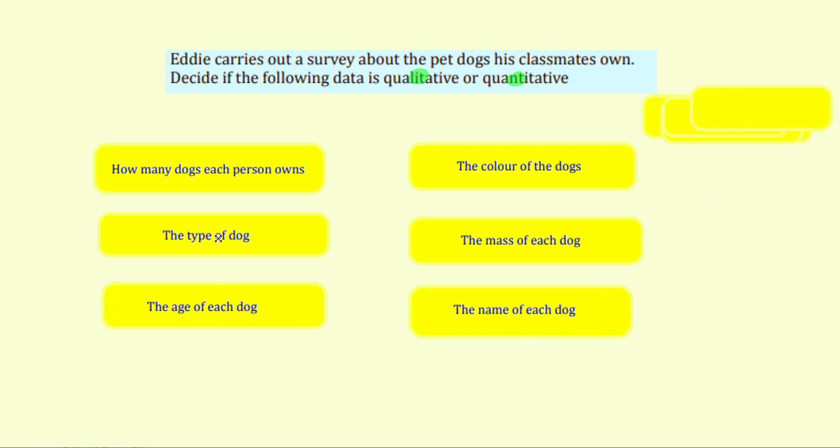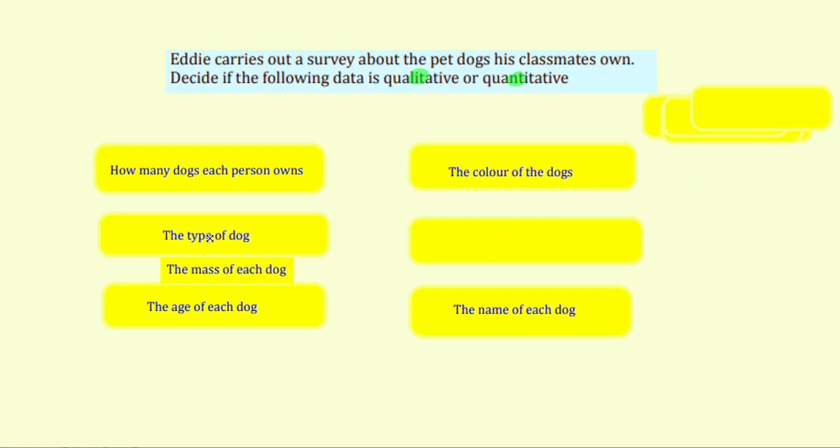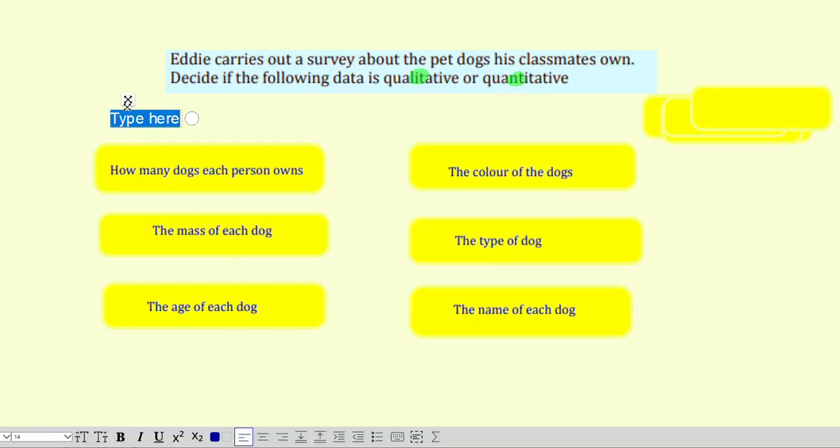The name of the dog. Qualitative, worded data. So numerical, how many each person owns? Mass of each dog's numerical. Type of dog, there we go. So if we were to separate them, I've put the quantitative on the left and the qualitative on the right. Okay, right, there we go.